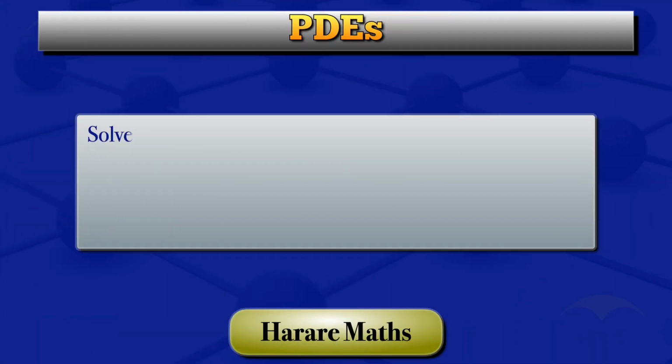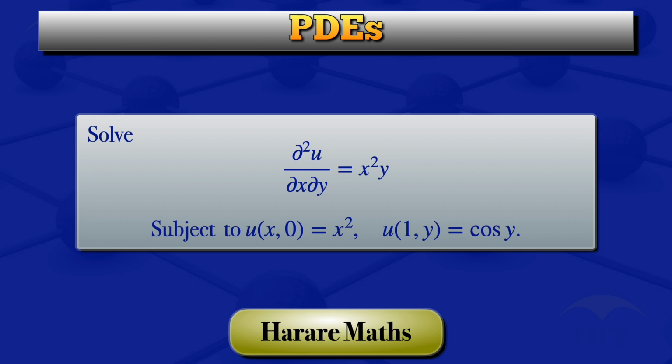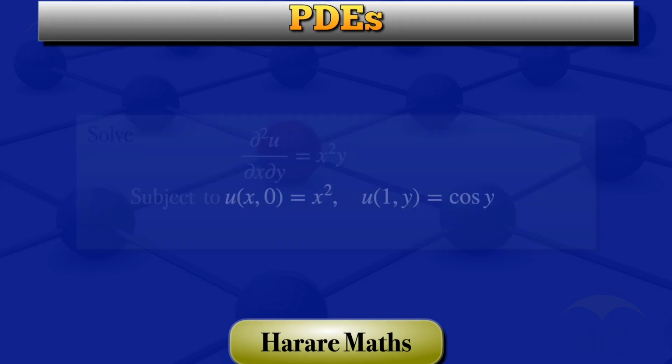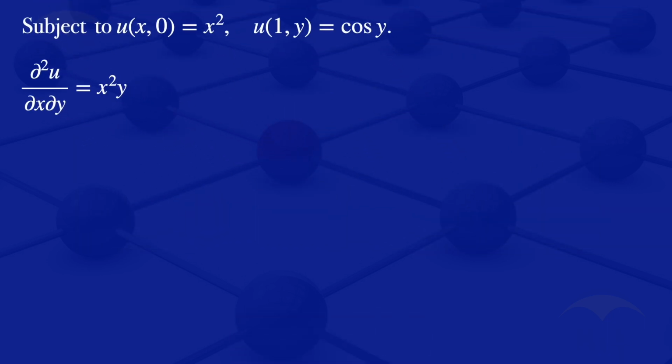In this video, I'm going to solve the second order PDE, which is ∂²u/∂x∂y equals x squared y, subject to the conditions u(x, 0) equals x squared, u(1, y) equals cosine y. So we are given that second order PDE and those conditions. This PDE, I can just try to rewrite it.